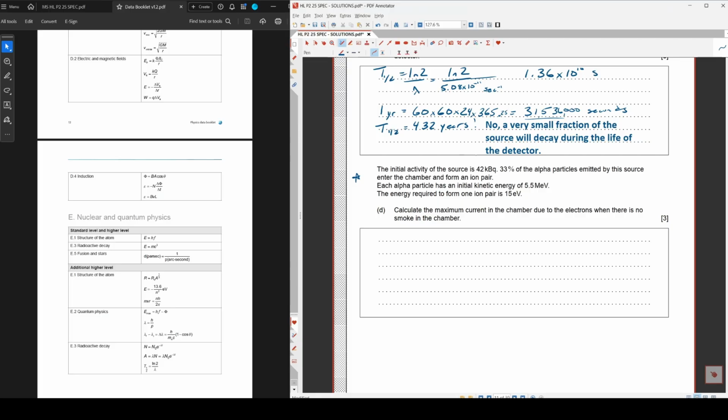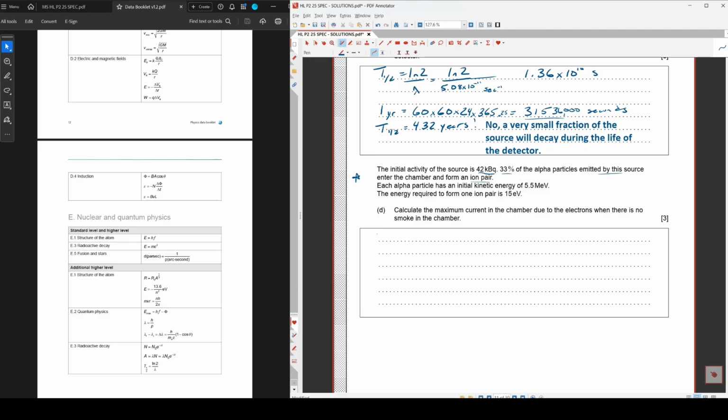All right. 33% of the alpha particles that are emitted by the source enter the chamber and do this whole ion pair thing. They told us what was going on with the ion pairs in the beginning, so I should go back and read that. But it's like how it makes a current, and the current is how you know if there's smoke. All right, 33% of something, and they told me the activity.